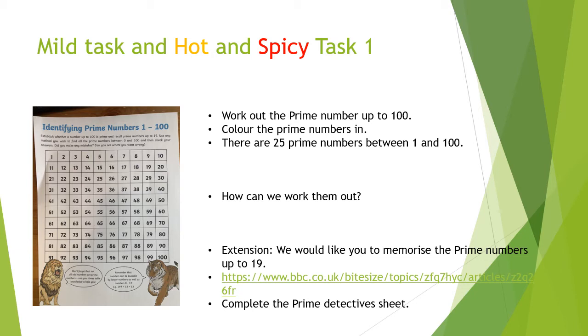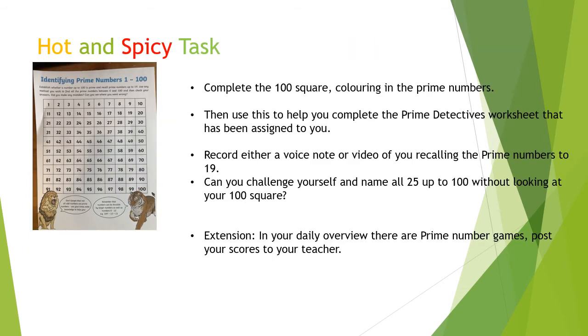So you can pause this video and rewind it if you'd like to go over the task again. But the mild task is filling out the prime number 100 square, colouring in the numbers, okay? And you have 3 extensions there if you'd like to. Now, the hot and the spicy task.